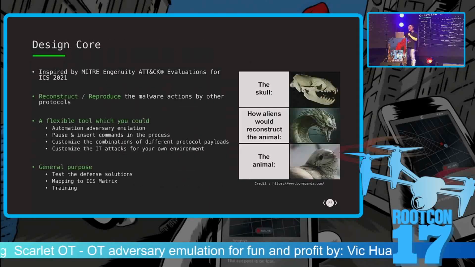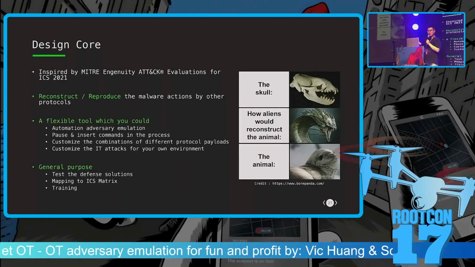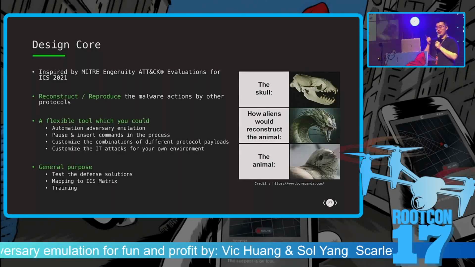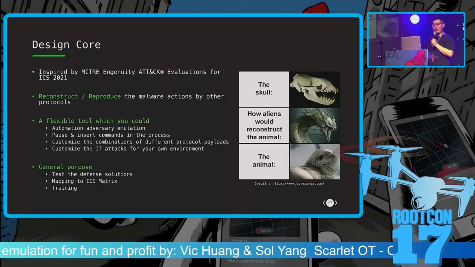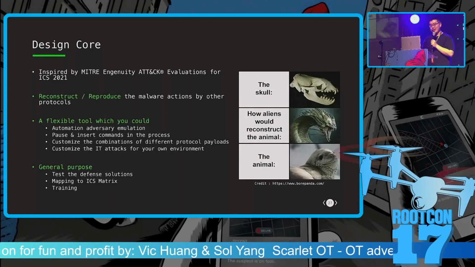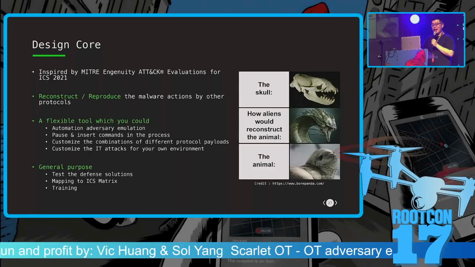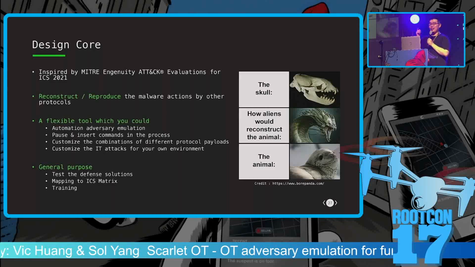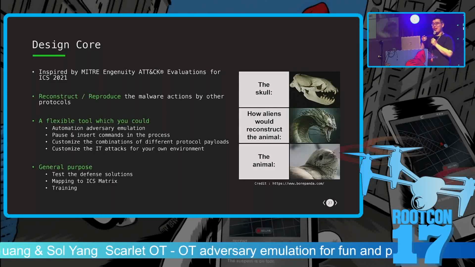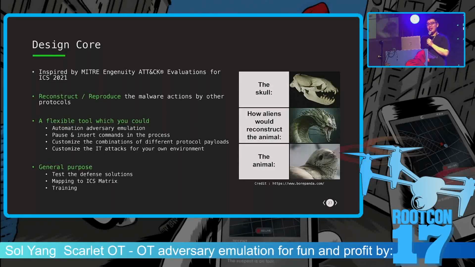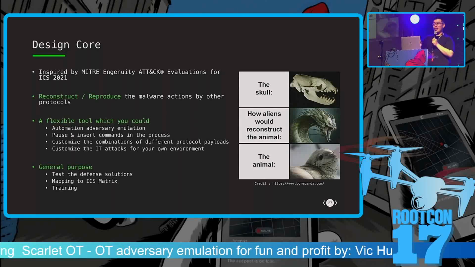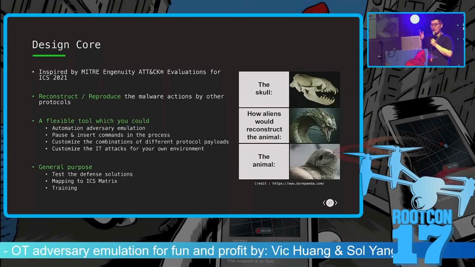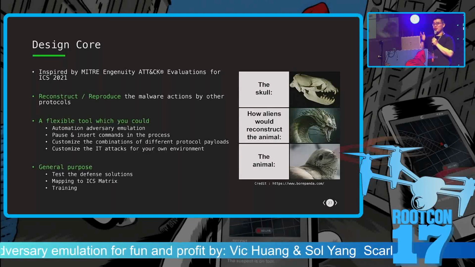And then, let's continue. Our design core is that we can use these 4 stages to reconstruct and reproduce malware detection, and also extend it. If you have tried to download and use some POC from GitHub, you may find that the POC does not work in your environment, and if that happens, you have to debug it yourself.